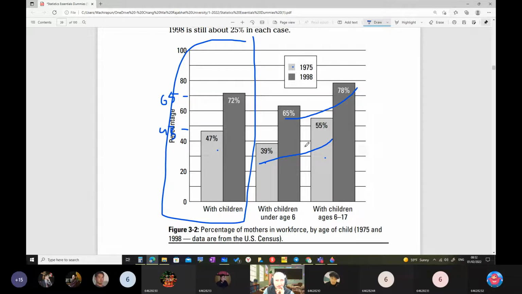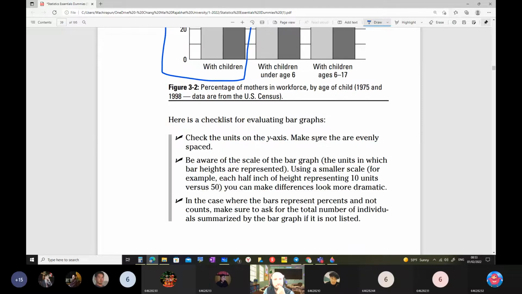But look, in 75, more mothers were sitting at home, so only 39 were working. And in 98, 65 are working. So it means mothers are working more. Okay, so the economy is bad, or mothers want to work. So we can analyze this data, right? Now it's very helpful. You can look and understand.